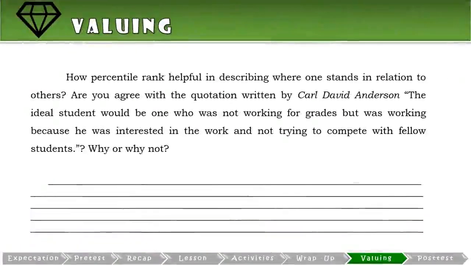For our reflection, how is percentile rank helpful in describing where one stands in relation to others? Do you agree with the quotation written by Carl David Anderson? The ideal student would be one who was not working for grades but was working because he was interested in the work and not trying to compete with fellow students. Why or why not?